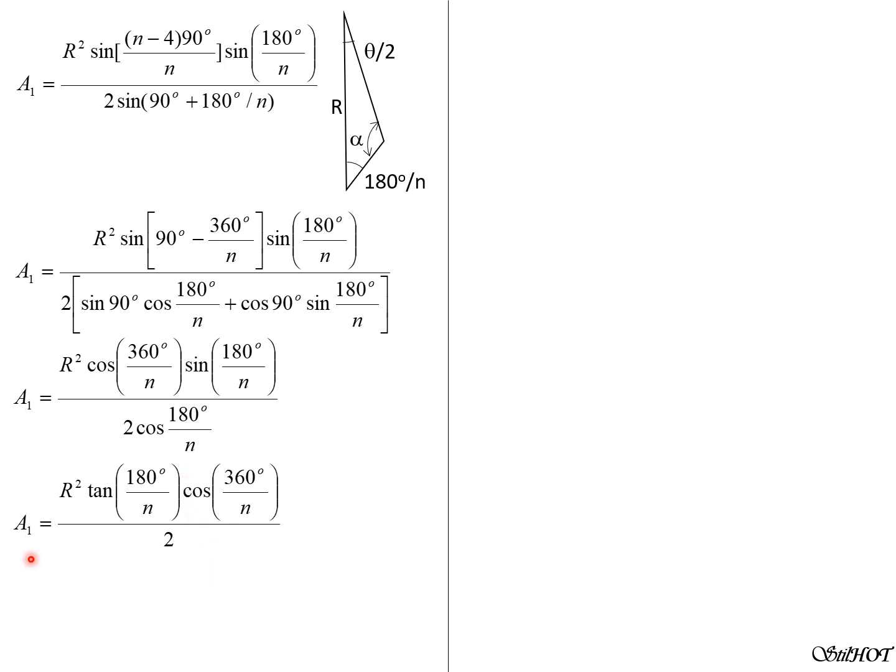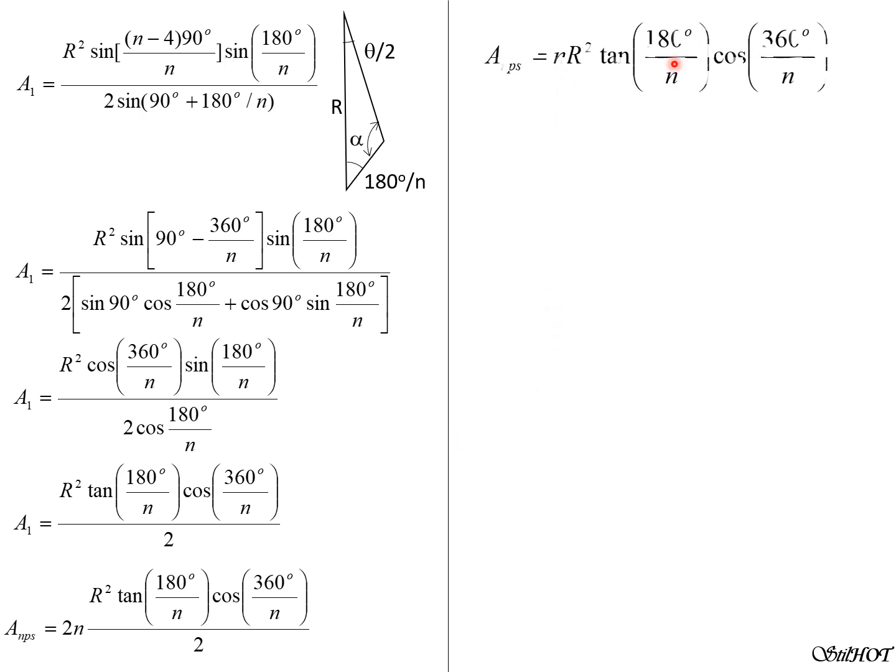So finally, we multiply it by 2n, so we can cancel n. The area of the n-pointed star, after we cancel out n, is n r squared tan cos. Just know the function of the angle for tan and cos. Naruto tan cos. That's like the name of Naruto, then the surname tan cos. Tangent of 180 degrees over n, cosine of 360 degrees over n.